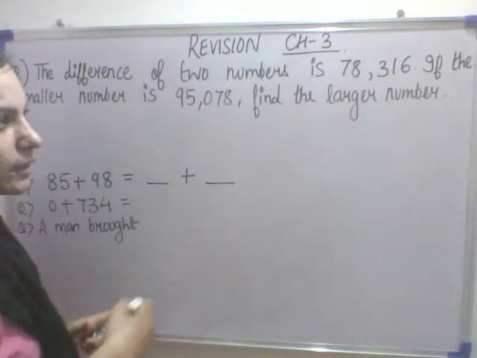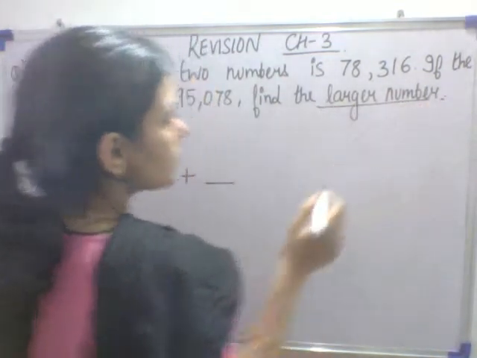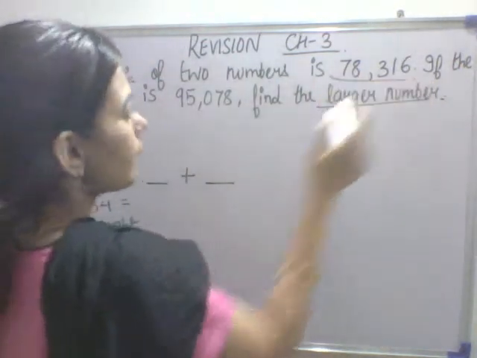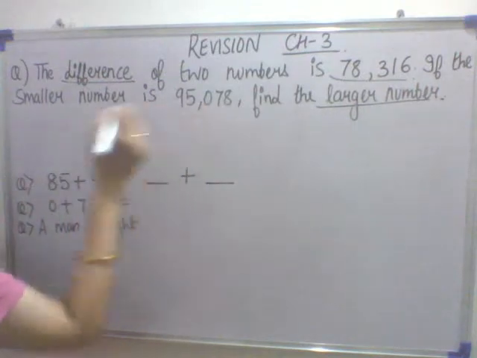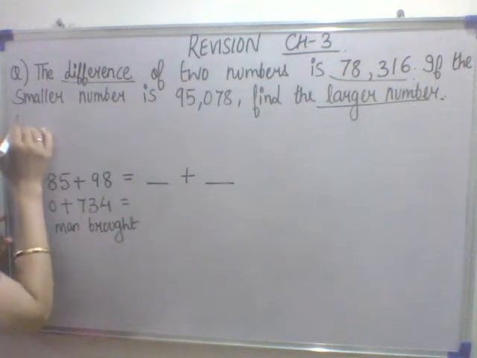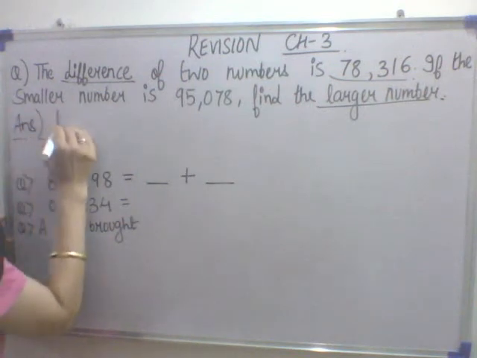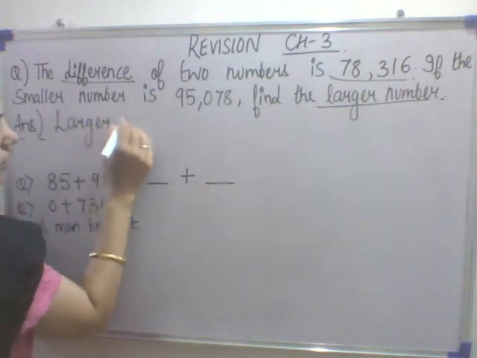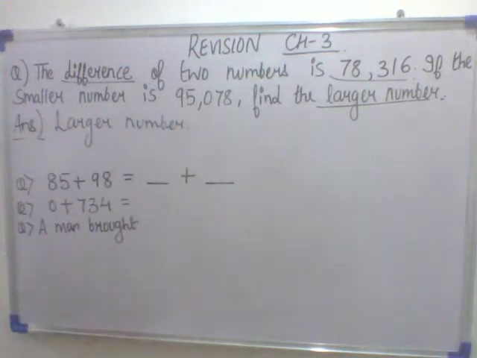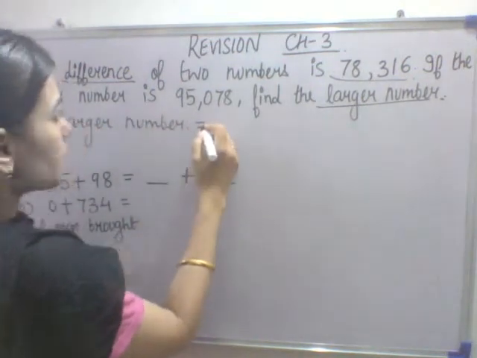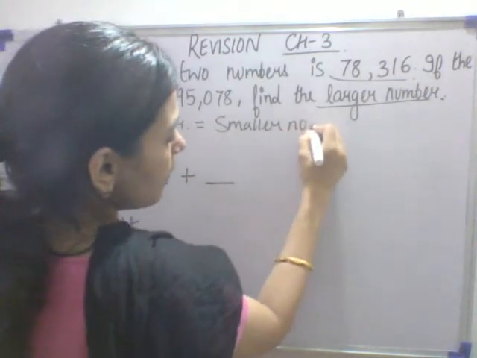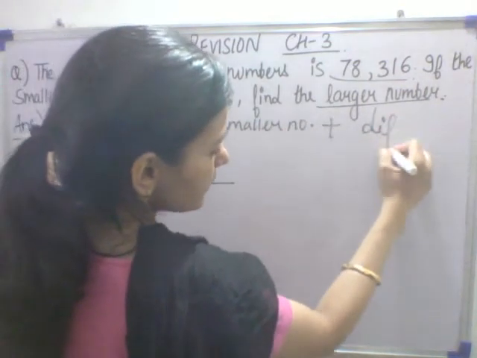What you have to find in this question? You have to find the larger number. And what is given? Difference. The difference of the two numbers is given, and you have to find the larger number. So the larger number will be equal to your smaller number plus difference.